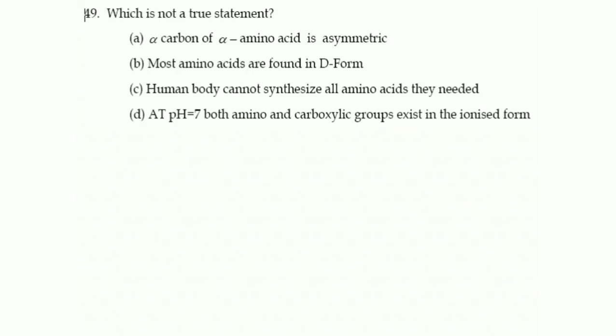Correct one, if you write the amino acid structure, if you see, most amino acids are found in D form. This is the one point you have to remember. Most of the amino acids found in the D form is wrong. Remember, most of the amino acids are found in the L form.